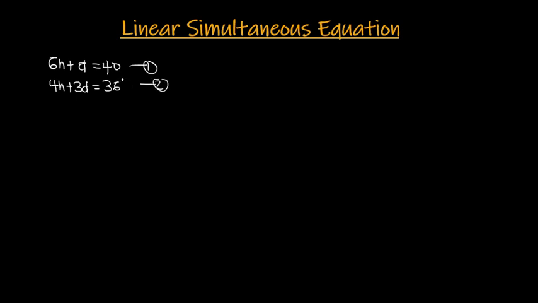If we are to solve this simultaneous equation using the method of substitution, this is what we do. We take any of the equations, whether equation 1 or equation 2, try to make one of the variables the subject and substitute it into the next equation to get your answer. So in this case, I'm going to make d, this d here, the subject in equation 1.